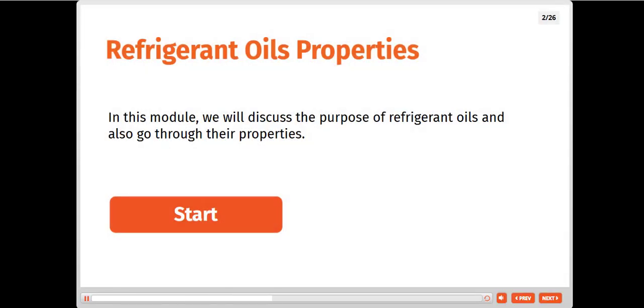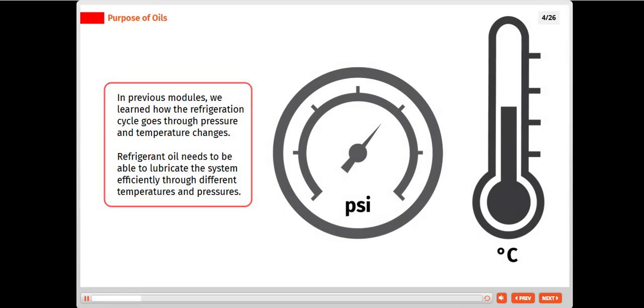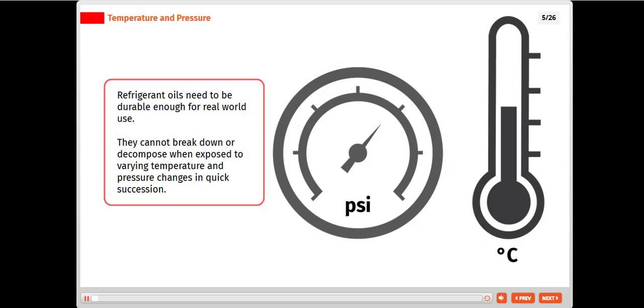In this module, we will discuss the purpose of refrigerant oils and their properties. The main purpose of refrigerant oils is to lubricate the system. In previous modules, we learned how the refrigeration cycle goes through pressure and temperature changes. Refrigerant oil needs to be able to lubricate the system efficiently through different temperatures and pressures. Refrigerant oils need to be durable enough for real-world use. They cannot break down or decompose when exposed to varying temperature and pressure changes in quick succession.